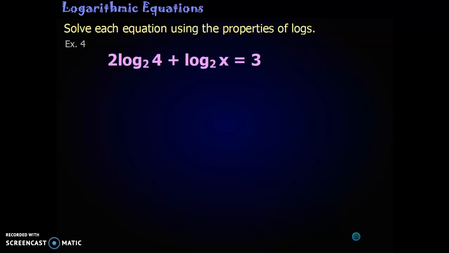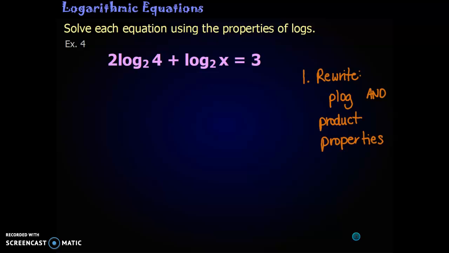All right, I'll let you pause and think about this one. Okay, hopefully the first step you notice is you rewrite this, but there are actually 2 properties. The plog property would first move this log base 2 and make that 4 squared plus log base 2 of x equals 3. Now, perhaps you said, okay, I know what 4 squared is, so instead of writing that as 4 squared, I can just call that 16.